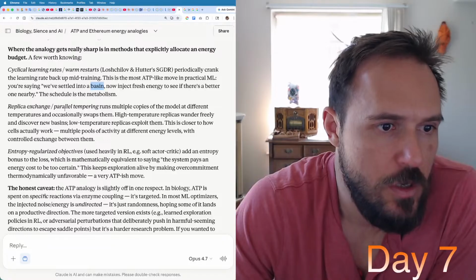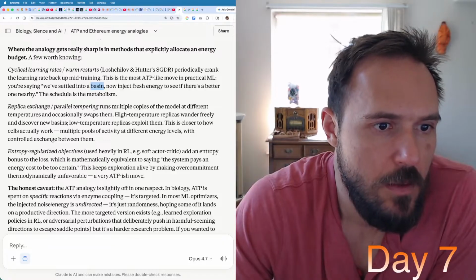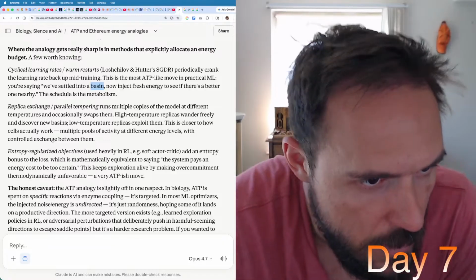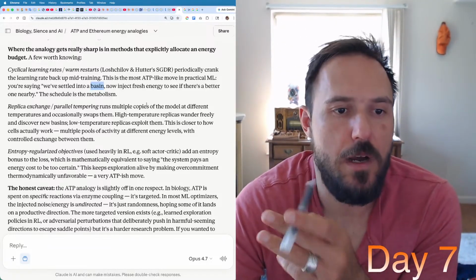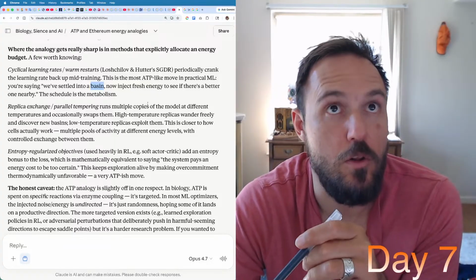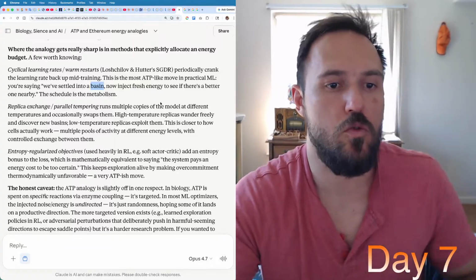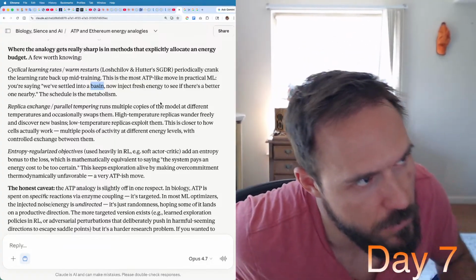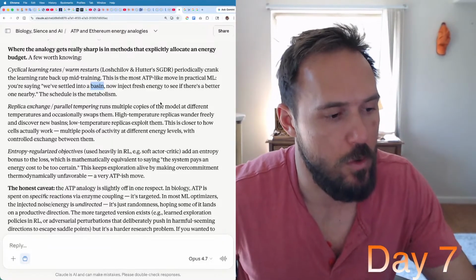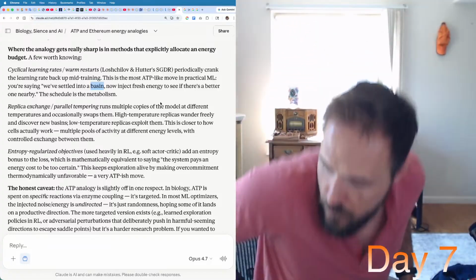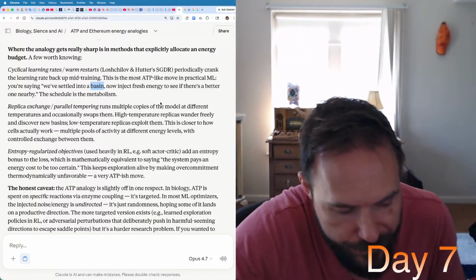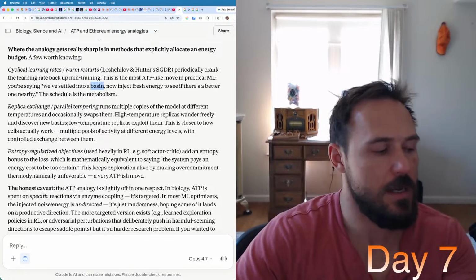Replica exchange. Parallel tempering runs multiple copies. These are different approaches to find the local minimum and a global minimum, and not to misinterpret the local minimum for the global optimum, right? A little bit different, but interesting.